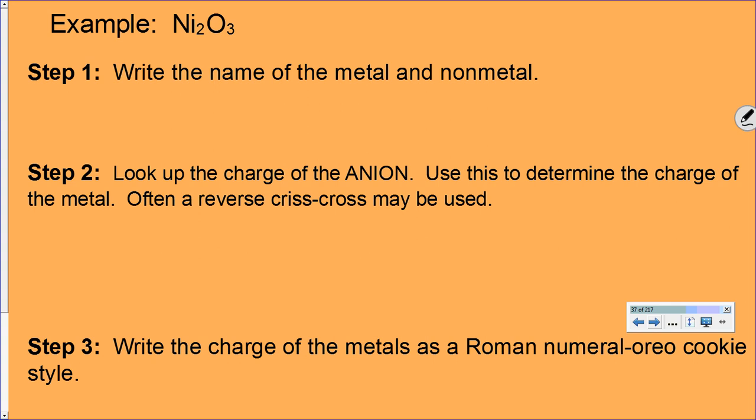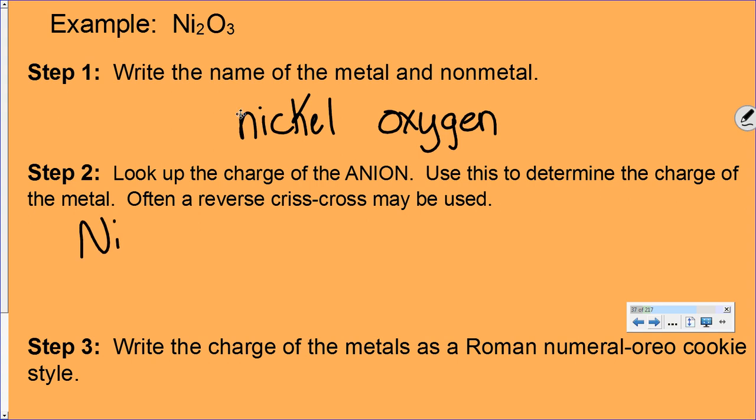So Ni2O3, we have nickel and we have oxygen. We have to go ahead and look up the charge of our anion because nickel has multiple charges, so it could be +2 or +3. If it helps you to draw this out, you can totally do that. Since we have 2 nickels, I'm going to draw 2 of them. We have 1, 2, 3 oxygens. Oxygen is something I call a sure thing. It's always -2.